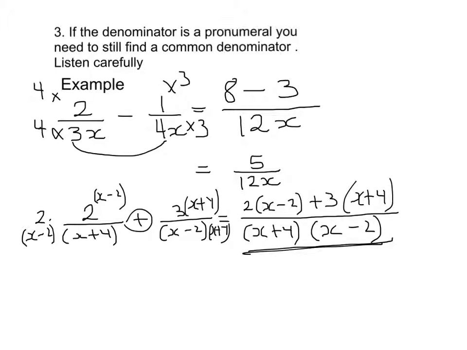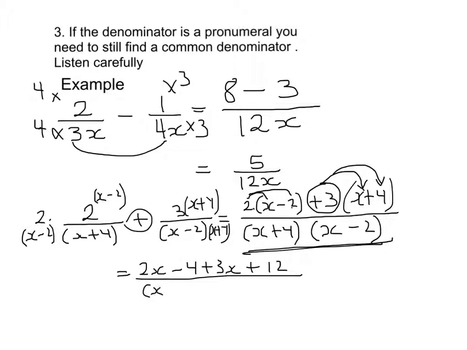Okay, now, just like before, what do I do next? I expand the brackets, remember? That means 2 times x, so it's 2x. 2 times negative 2 is negative 4. Then I multiply everything inside the bracket by that plus 3. So 3 times x is plus 3x. And 3 times 4 gives me 12. Over all of that denominator that I have, the x plus 4 and the x minus 2. I don't do anything with that, we just leave it.